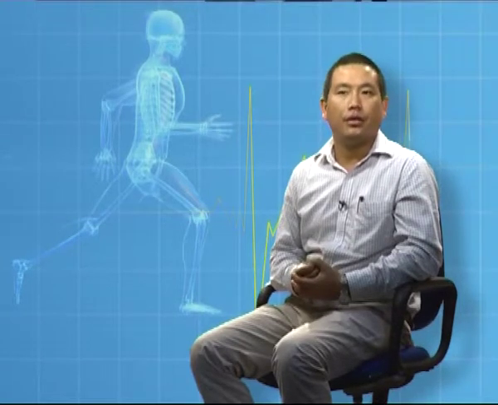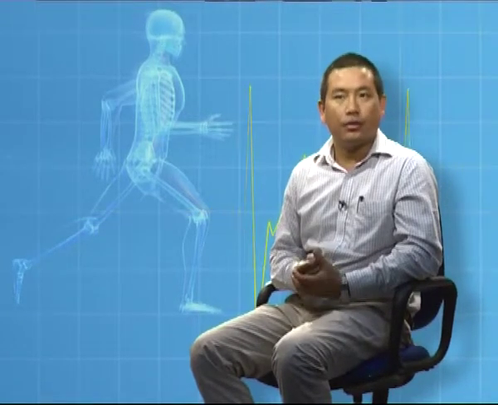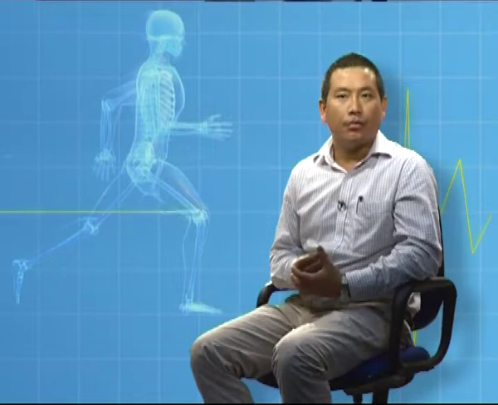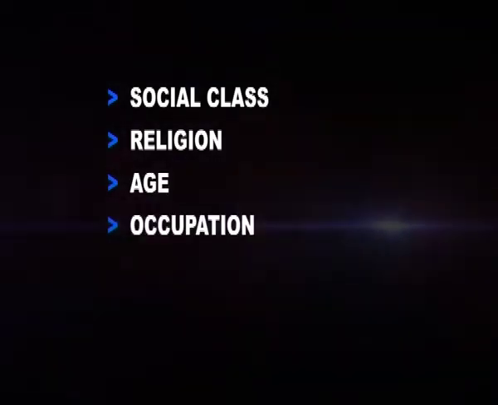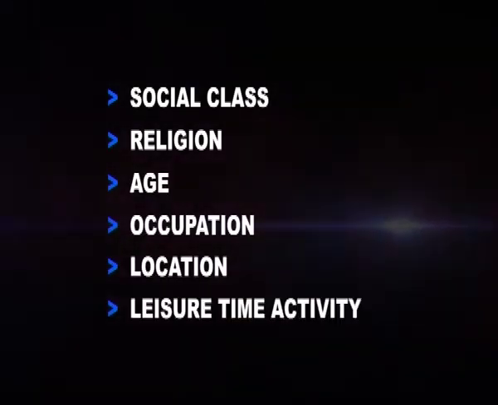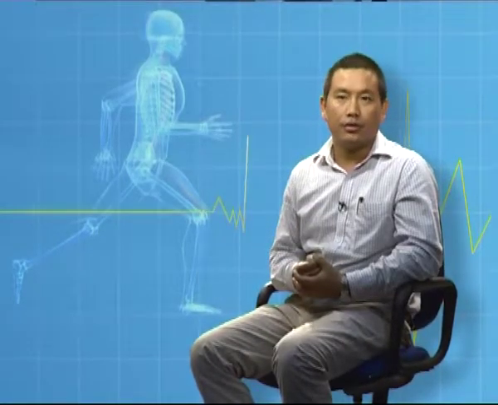Culture in its broadest sense refers to accepted patterns and norms of behavior within identifiable groups in society. The most obvious cultural groups are those based on ethnic identity, but other societal groups based on, for example, social class, religion, age, occupation, location, and leisure time activity also have their own distinct culture.